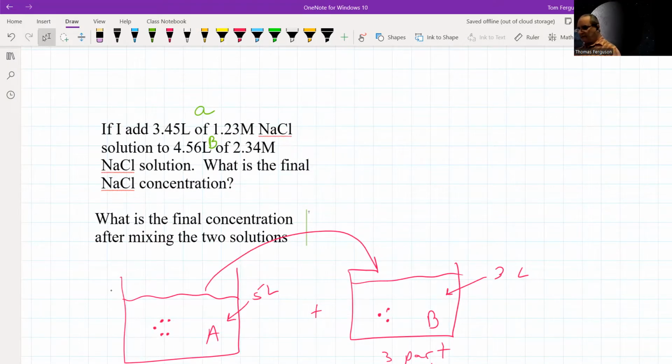So we need to figure out in solution A, how many moles of sodium chloride we have. And we do that by going volume times concentration again, gives us moles. Volume times concentration for solution B, it gives us moles. And then our total volume is going to be 3.45 plus 456 added together. It's our final volume. And our final number of moles is going to be the moles of A plus moles of B.